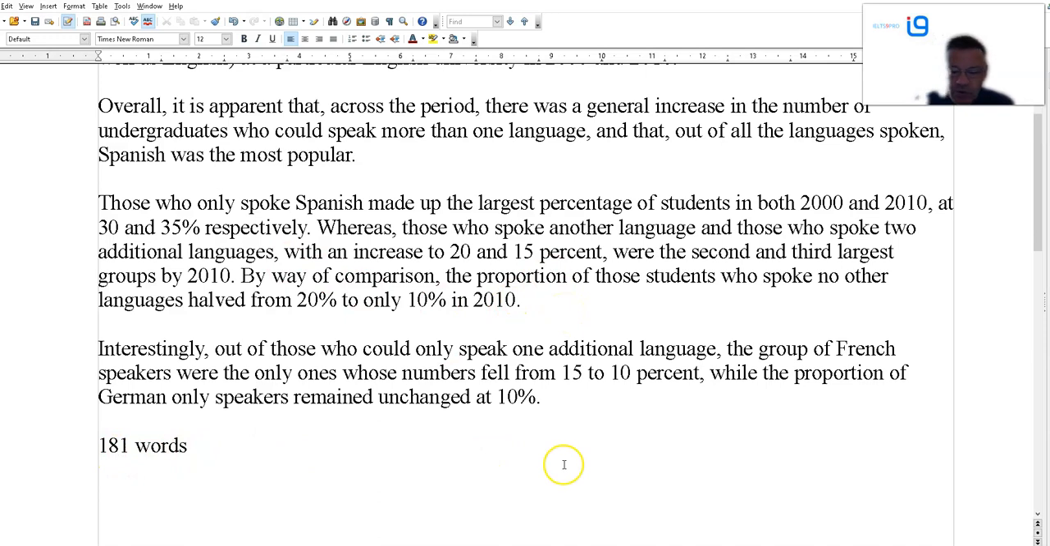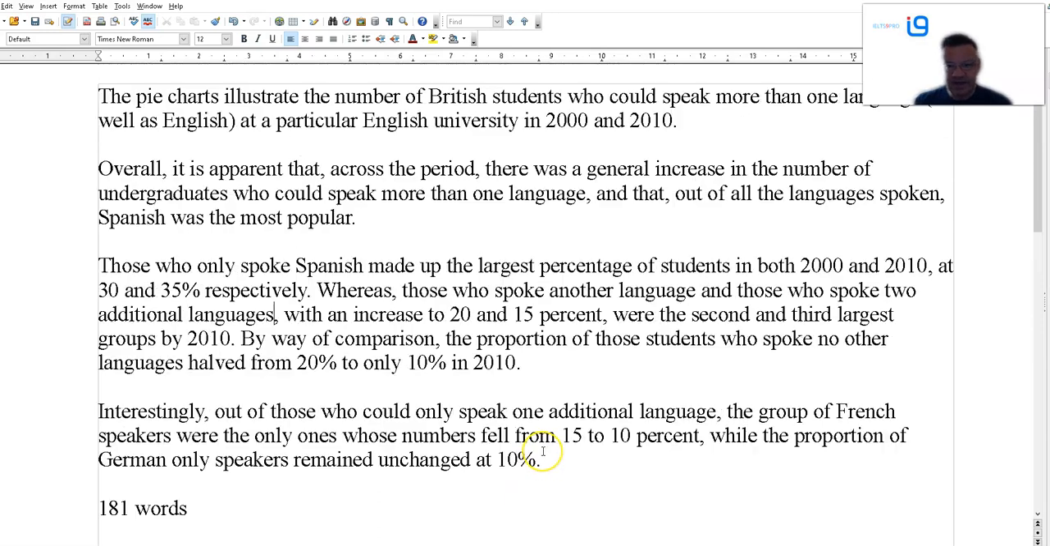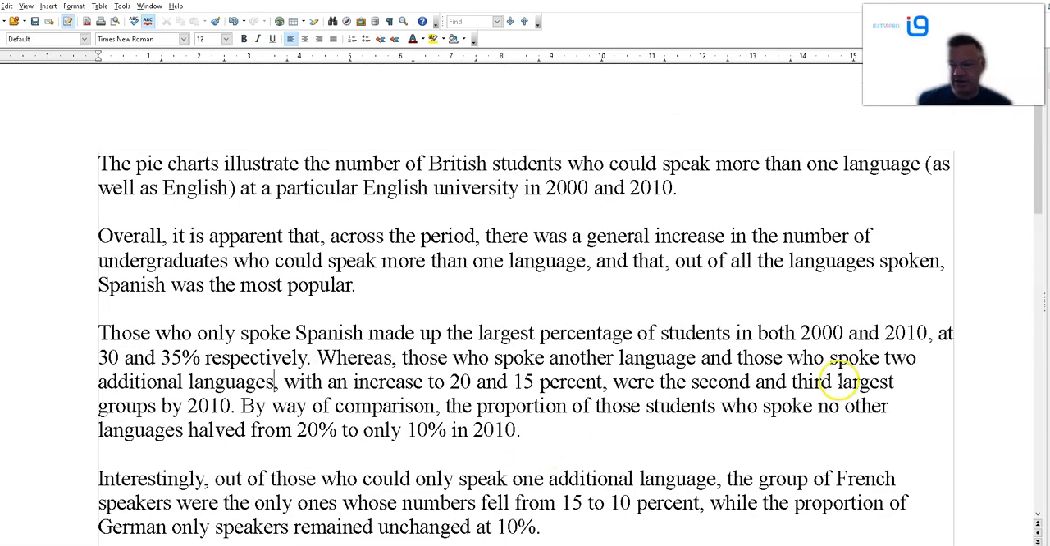Now it's 181 words. I wrote it yesterday. I haven't seen it since, so I think I've got it correct. I think that's all I wanted to say. Okay, good. So that's essentially that. I'll just leave that there so you can see it.